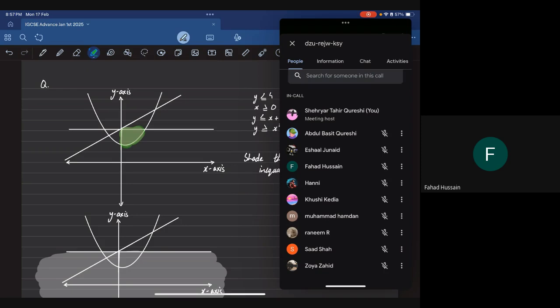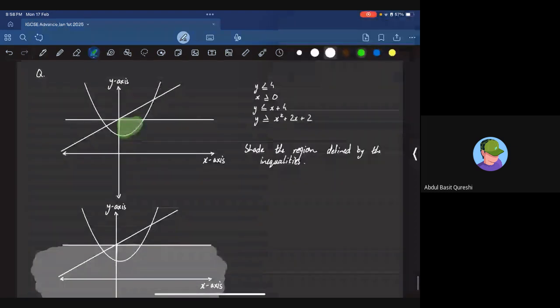Basit, we're waiting on you. Basit has. Sir, I agree with the first graph. All right, Basit. Why do you agree with the first graph, Basit? I do not agree with it, Sir, by the way. It feels right. It feels right.